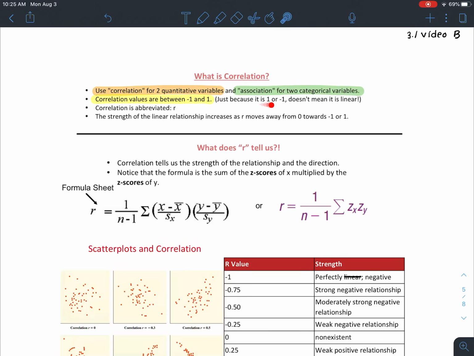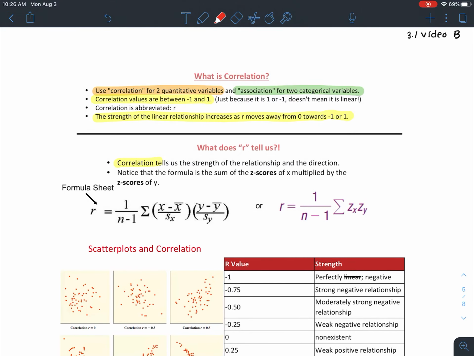Okay, now this is extremely important. Just because the correlation may be exactly 1 or exactly -1 does not mean that the points in the scatter plot are perfectly linear. That is a common misconception. The R value does not tell you whether the points are perfectly in a straight line or not. It really is distinguishing what the strength of the relationship is.